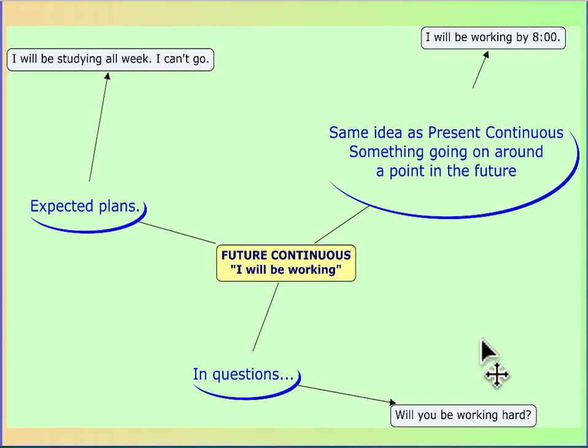you use simple, will you work hard? It doesn't really sound like I'm asking. I'm not asking about your plans. I'm just asking, like I'm giving you an order, or I am annoyed. Will you work hard? Or not? Or what's going on? All right. Or even it could be also a request. Will you work hard, please? So if you use, instead of that, you use continuous, that question means that it's an expected plan.